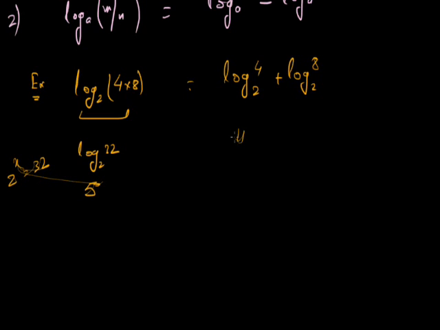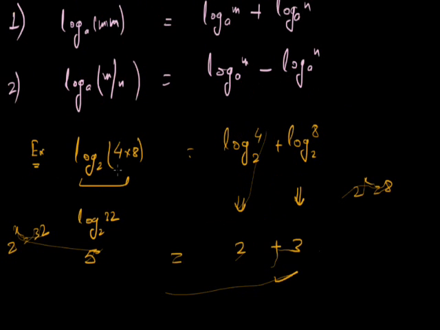On the other side, 2 raised to the power something equal to 4 gives 2, and 2 raised to the power x equal to 8 means x is 3. So that is 2 plus 3, and obviously 2 plus 3 is equal to 5. Therefore we verified this identity as true, and similarly it can be done for division also.